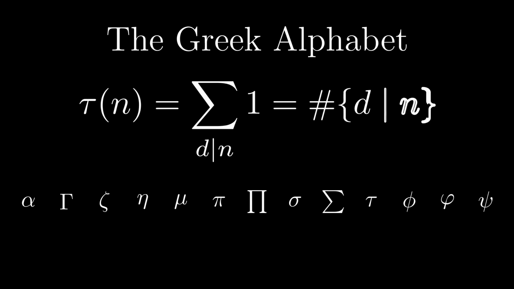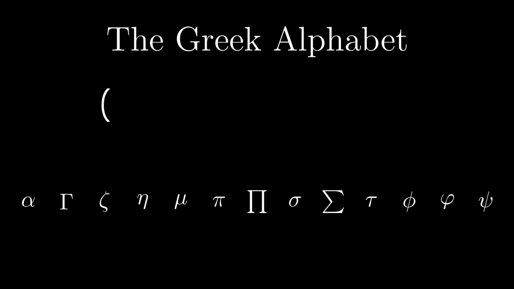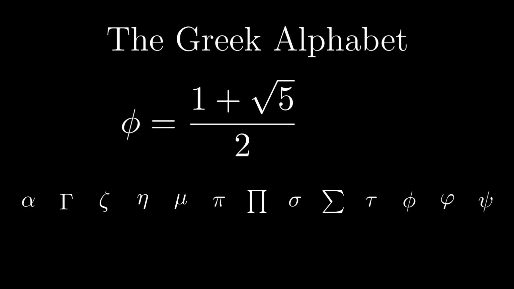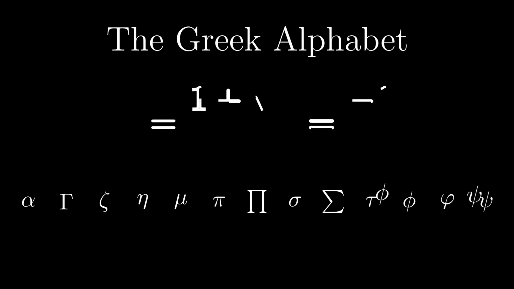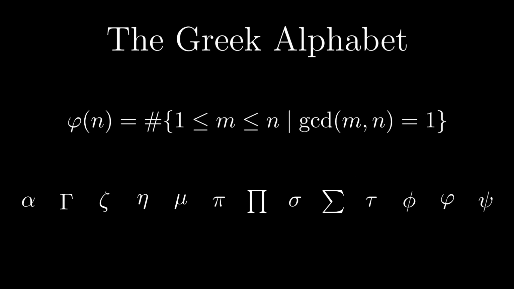Related to the sigma function is the tau function, which is also called the divisor function, which counts the divisors of n. The next letter we use is lowercase phi for the golden ratio. And our last Greek letter is its closest cousin, psi, which is equal to minus 1 over phi. We do use phi in another context as well, to represent the Euler totient function, which counts the coprimes of n.